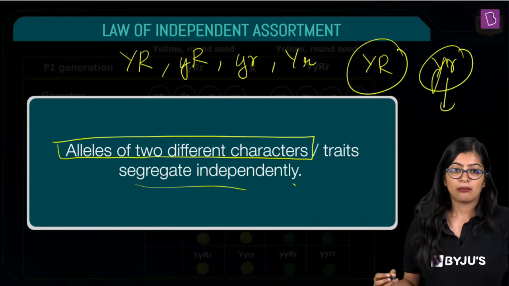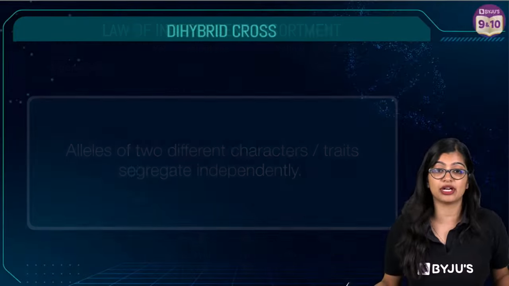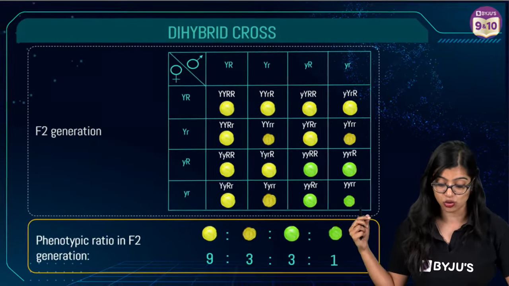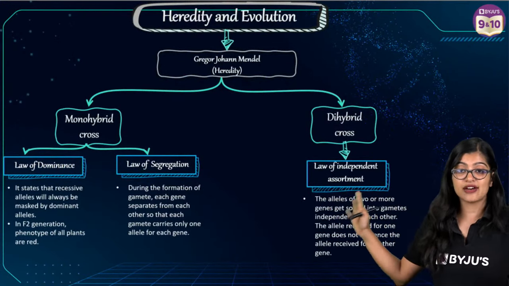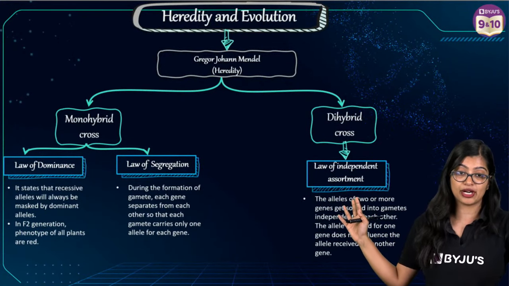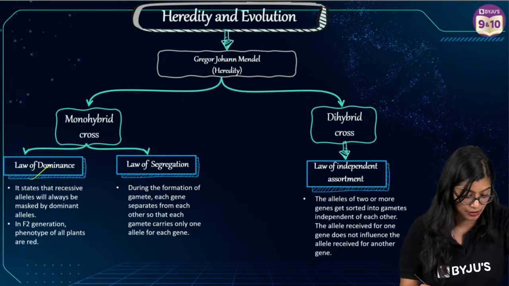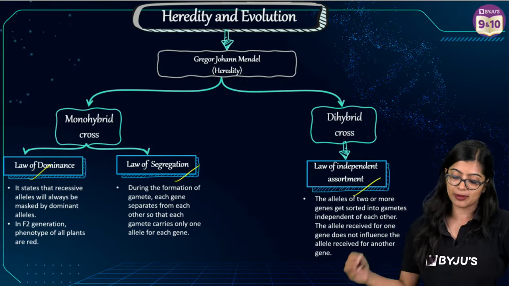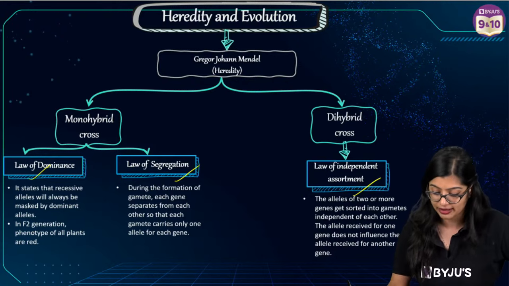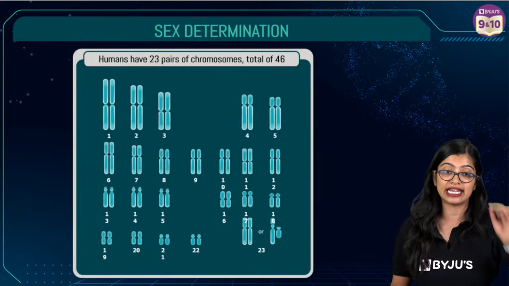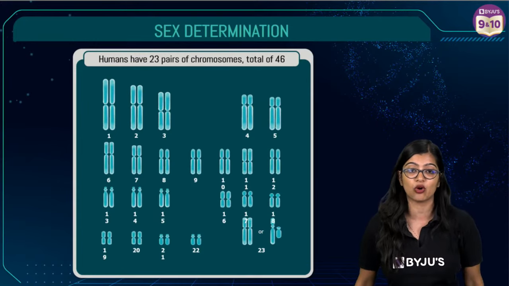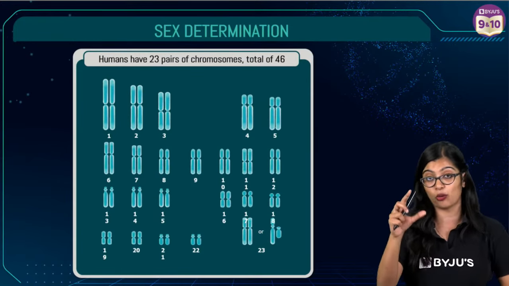Okay. Ma'am, genotypic ratio for dihybrid cross, you don't need to do the genotypic ratio because it's very complicated, right? Super complicated. So now this is, of course, a quick summary on monohybrid cross, where we have learned about law of dominance and law of segregation, and dihybrid cross, where we have learned about law of independent assortment, right? And last but not the least, I'm going to go ahead with the last part of the chapter, which is sex determination, before we take a quick break.